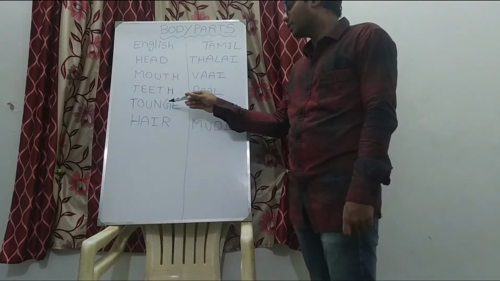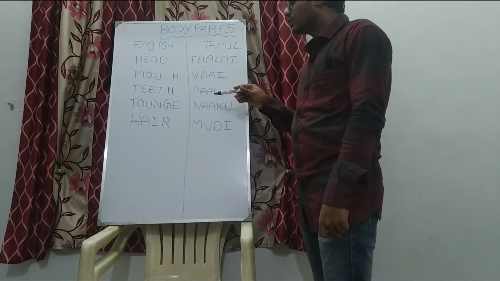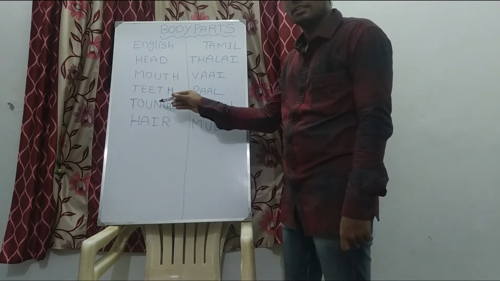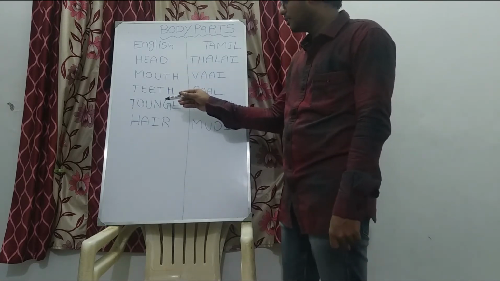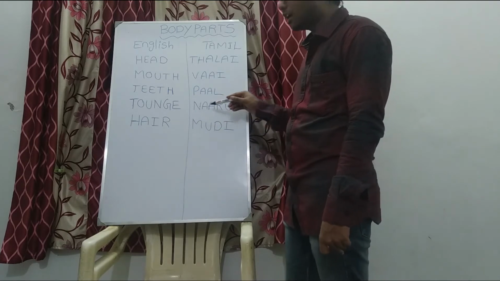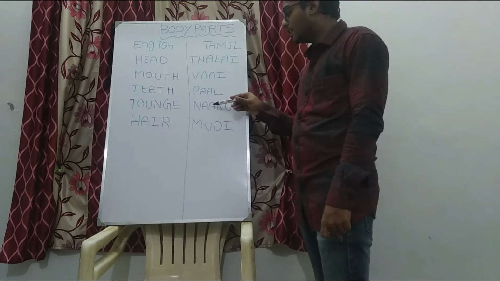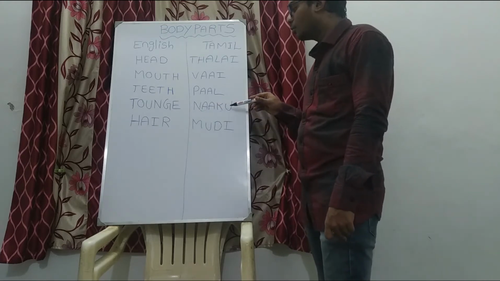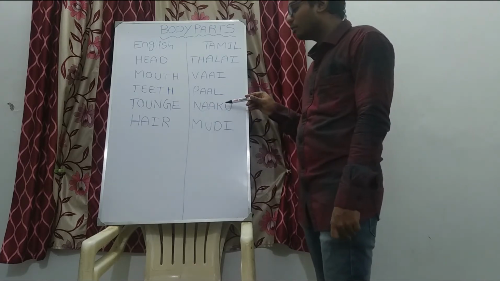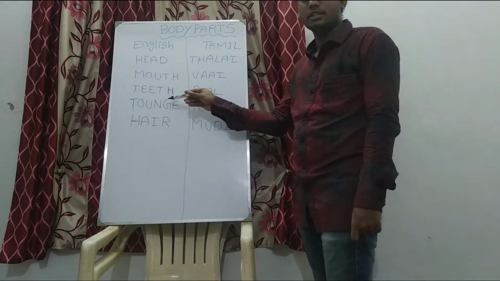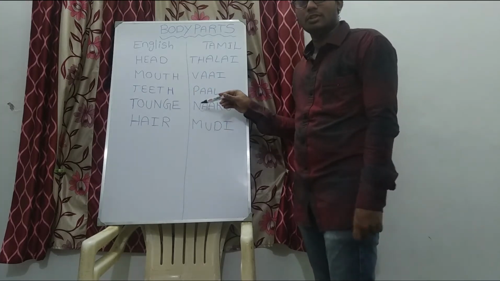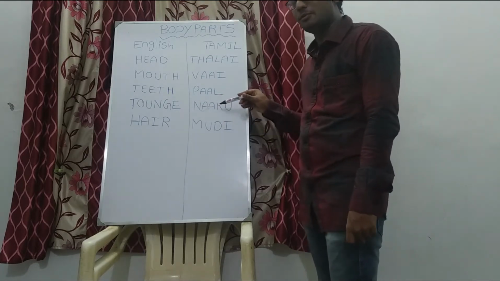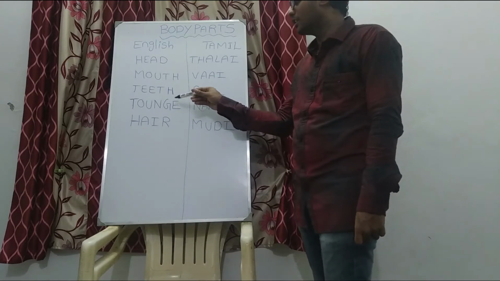The tongue represents Naku. One of the basic important parts inside our mouth is the tongue, which we can taste with. You have to pronounce it like N-A-A-K-U, Na-ku. Na plus ku combine together to form Naku. So this Naku means tongue in Tamil.